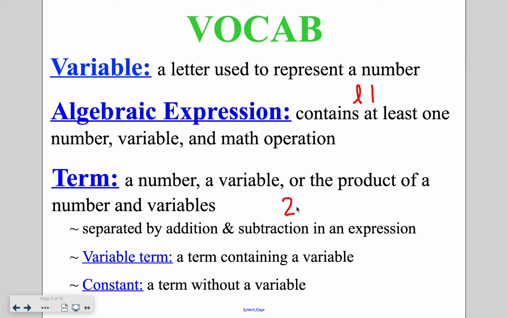So for example, if I had 2x to the 4th plus 9 minus 6y, there are 3 terms in that expression. The first and the last term are variable terms. So 2x to the 4th and negative 6y are both variable terms because they have variables as part of them. Positive 9 in the middle is called a constant because it does not have a variable.